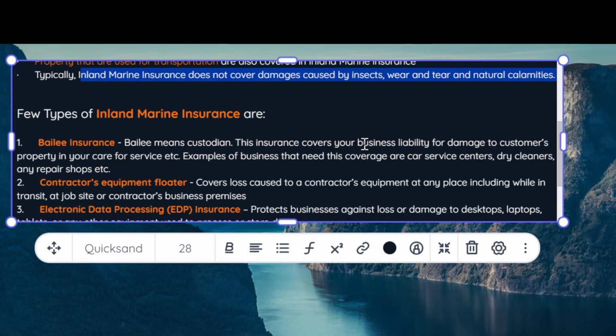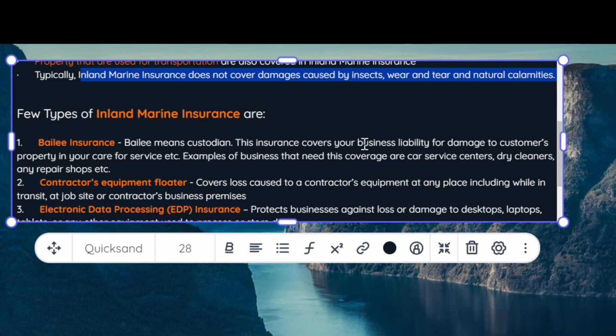But the most important types I've called out here so that you get an idea of what the different types are. The most important type is bailee insurance, right? So what do you mean by the word bailee? Bailee means custodian. So any other goods which you currently have in your warehouse or in your service center, and you are doing some work on them, if you want to cover those goods, you need to have a bailee insurance, which is one type of inland marine insurance.